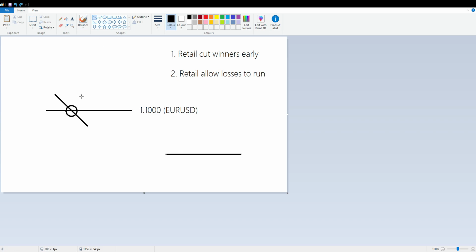So this is the price. Now price came below 1.1, and so what happened? We had an increase of shorts over and over and over. Now, so what happened here?